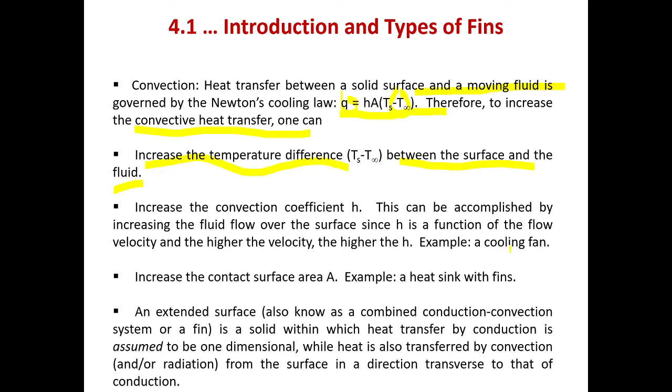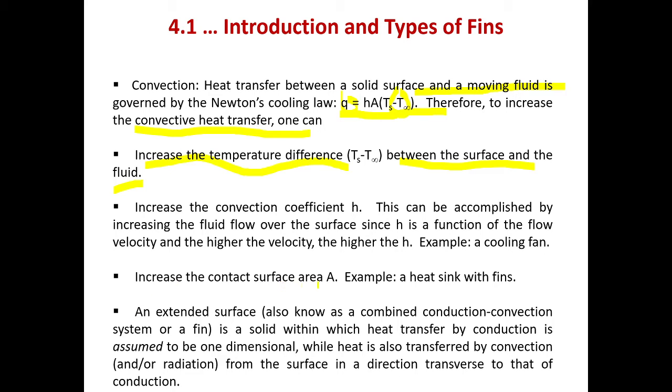In a cooling fan, when we start our cooling fan, heat will transfer rapidly. Our body will become colder, because our heat will transfer from our body to the environment rapidly. So our body is going to be cooled rapidly. So a cooling fan will increase the heat transfer.